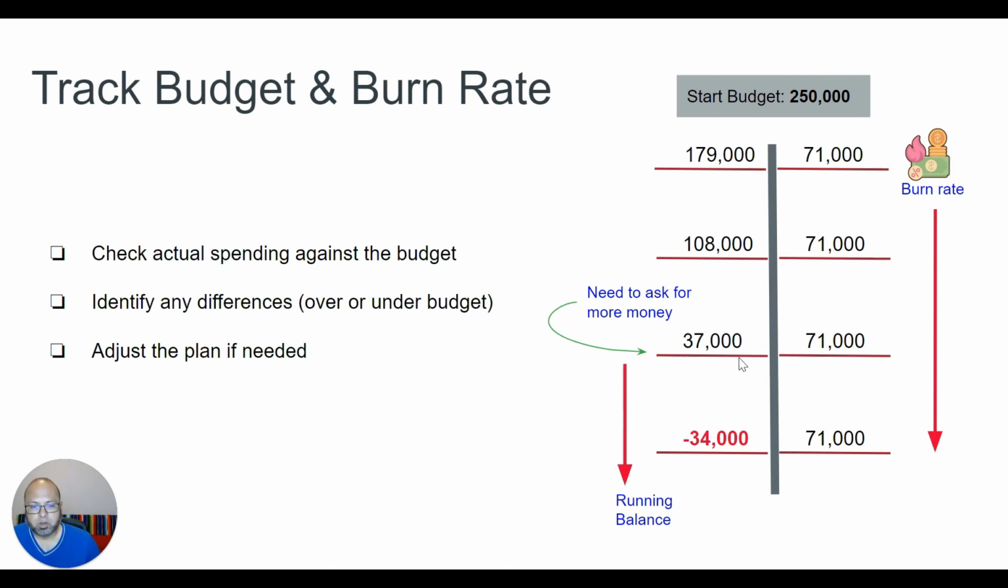So now in the third month, I have 37,000 left. Now I need to ask for more money because my burn rate is 71,000. So you can ask for money here. Otherwise, if you don't, you'll be overdrawn by 34,000. So this is the running balance and this is your burn rate. This is how you manage the project.